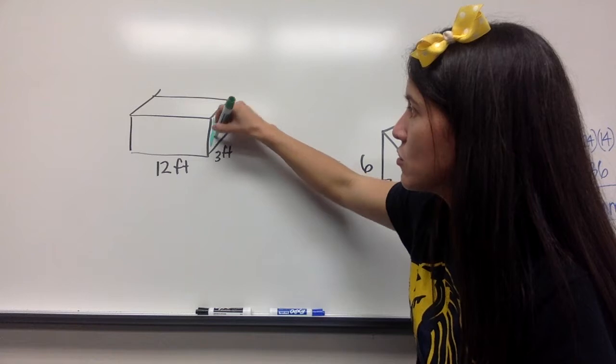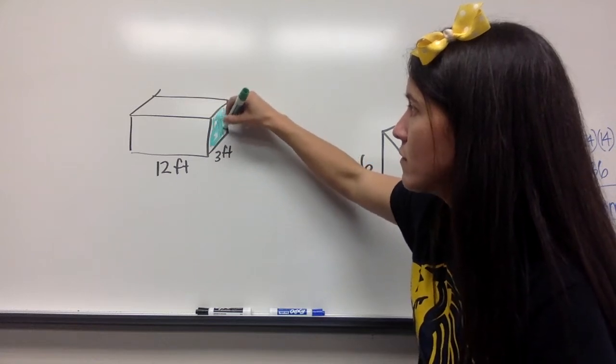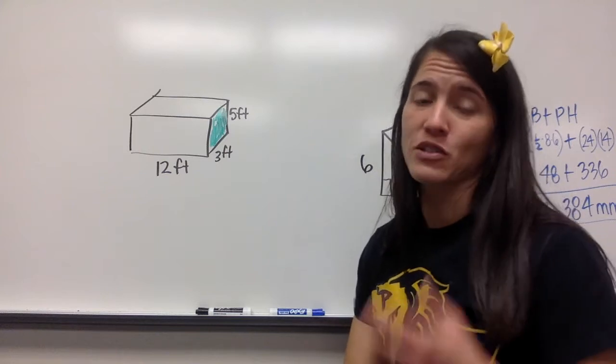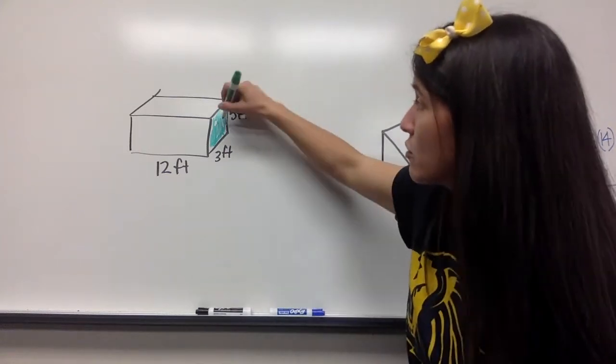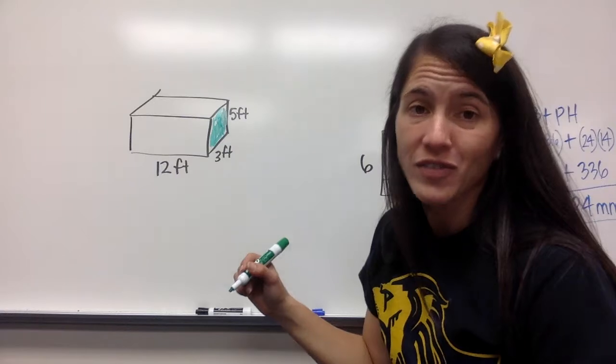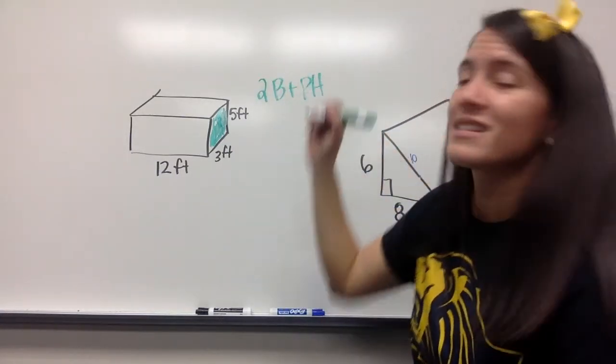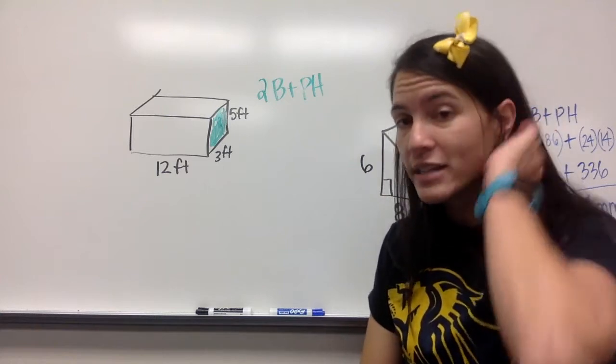So shade in this little 3 by 5 rectangle. I will definitely encourage you to shade in your base so it gives you a starting point. So this 3 by 5 rectangle is our base. We're going to start with the same formula. All right, twice the base area.